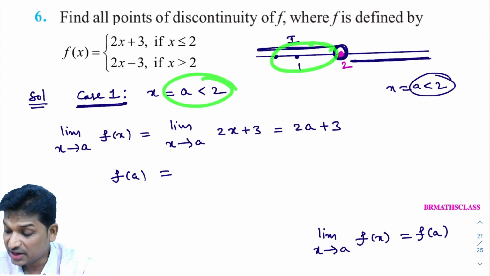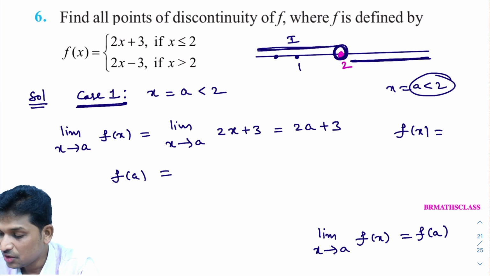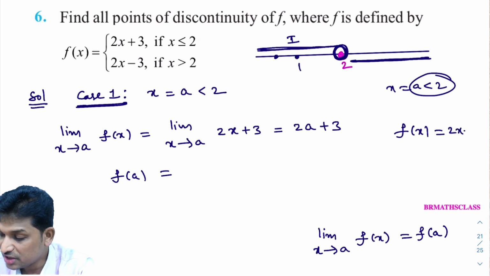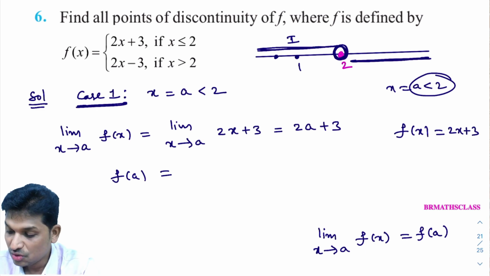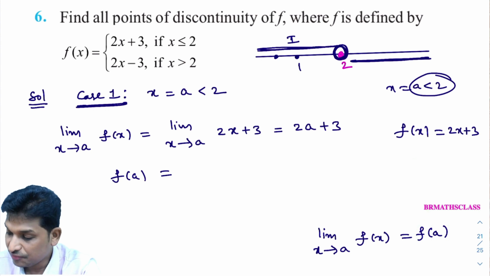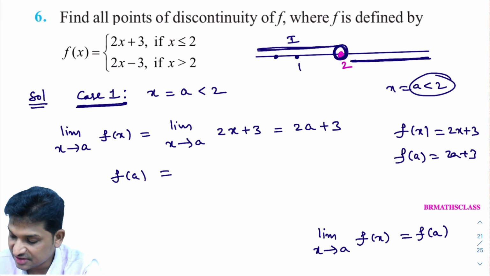So what do I need to write here? What is f of x? Which function to choose? As I said, I can take 1, and 1 is less than 2, so the function is f of x equal to 2x plus 3. What am I trying to calculate now? I am trying to calculate f of a. What is f of a? f of a is 2a plus 3.